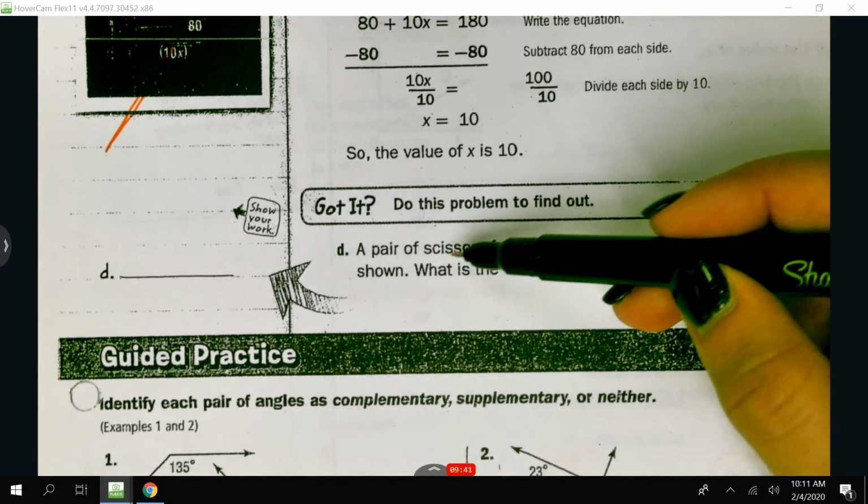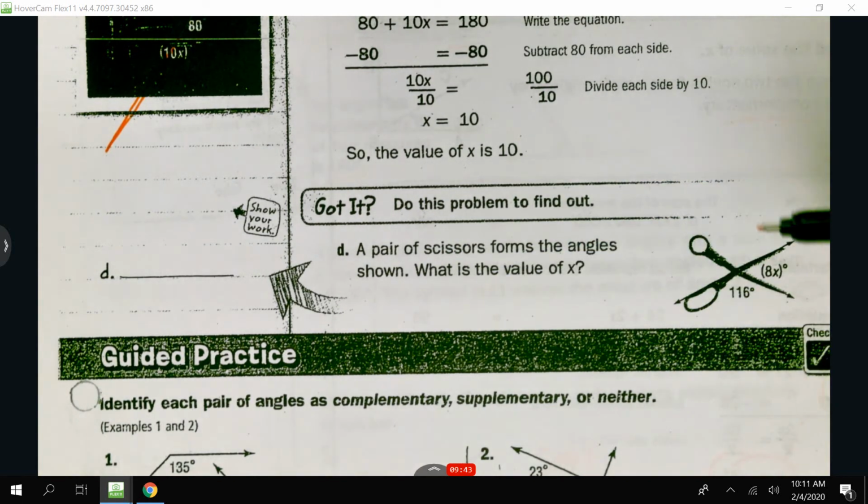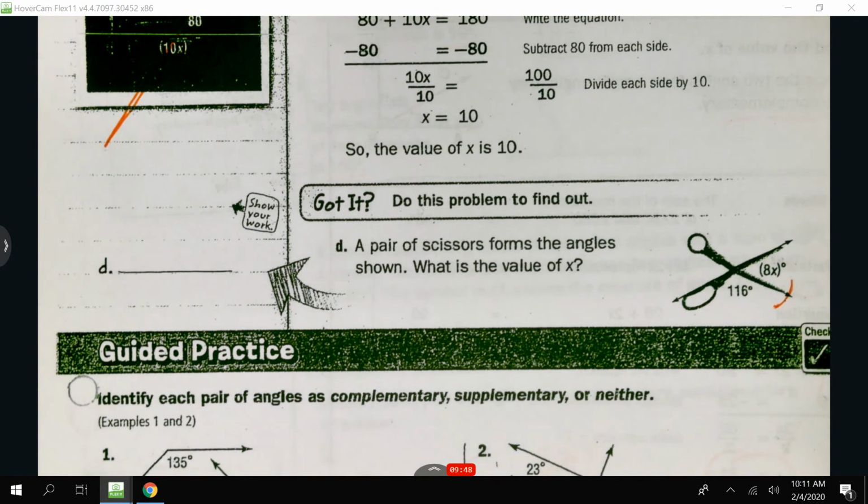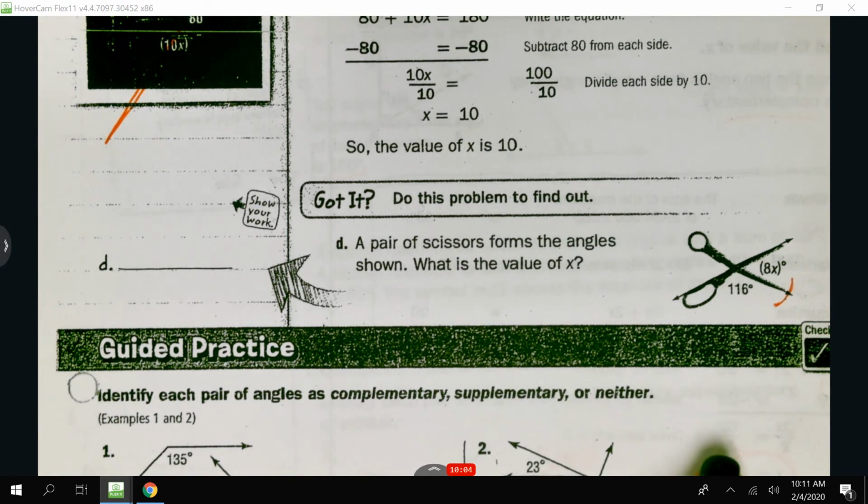What about D? It says a pair of scissors forms the angle shown. What is the value of x? So what do I know about these two angles right here? What type of angles are those? They're what? Supplementary. Together they make a straight line. Yeah. So if they're supplementary, how many degrees do they make together? What is the sum of the two angles if they're supplementary?